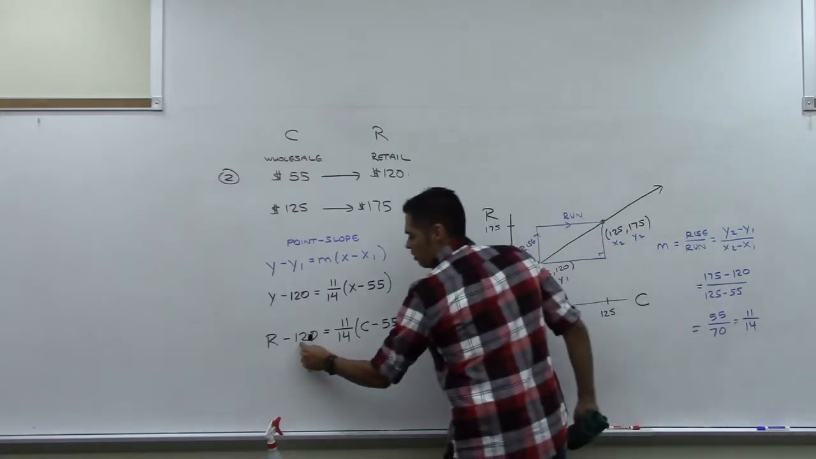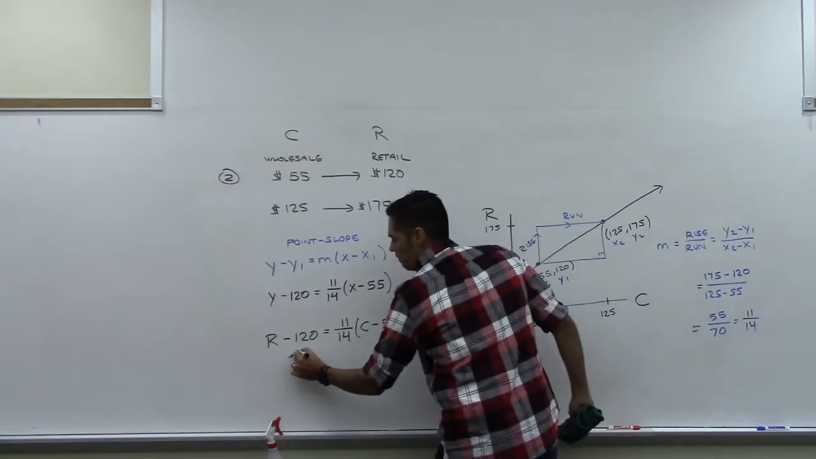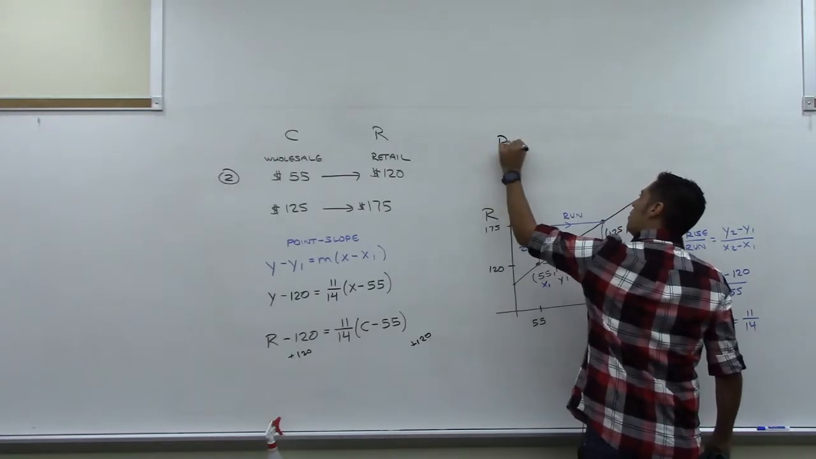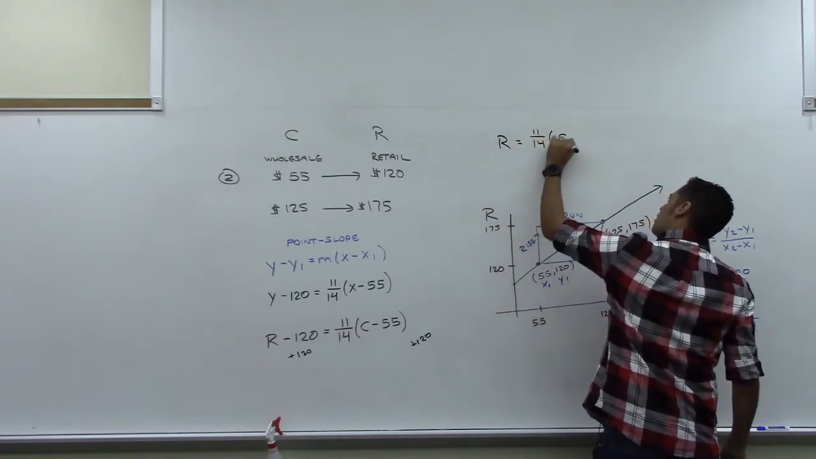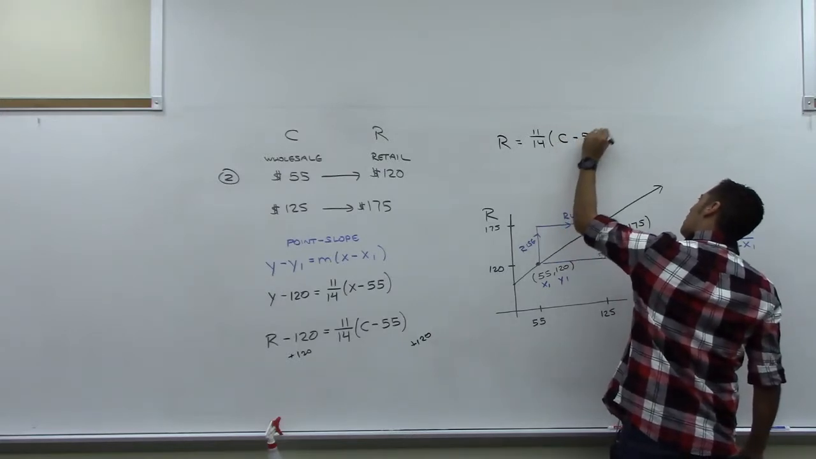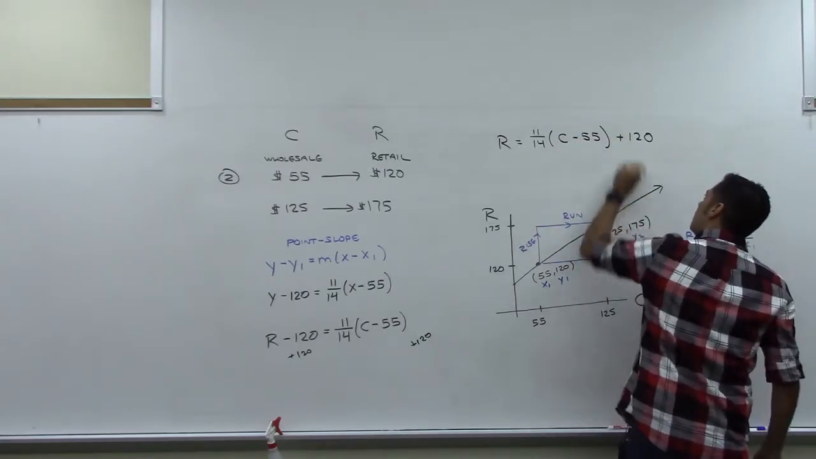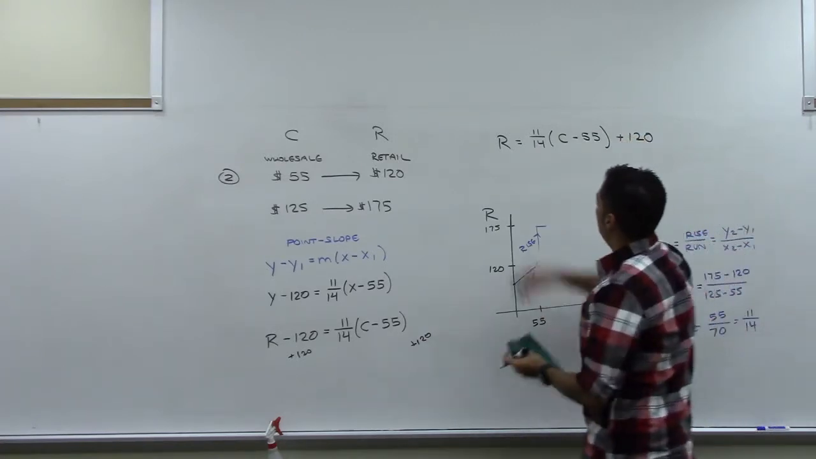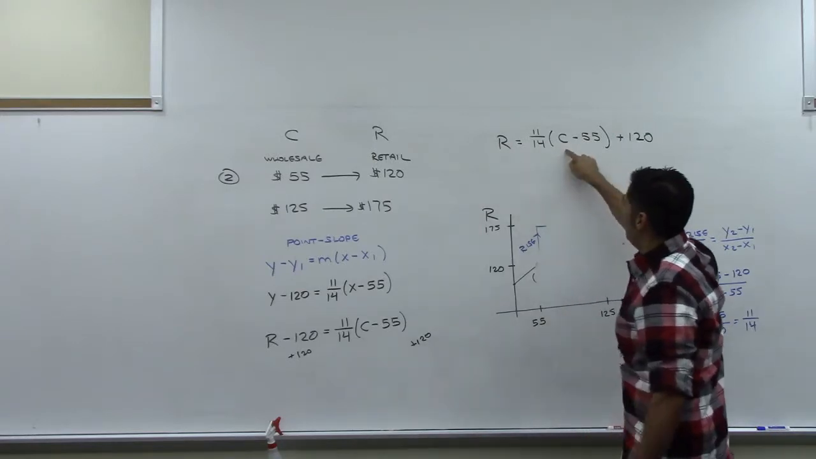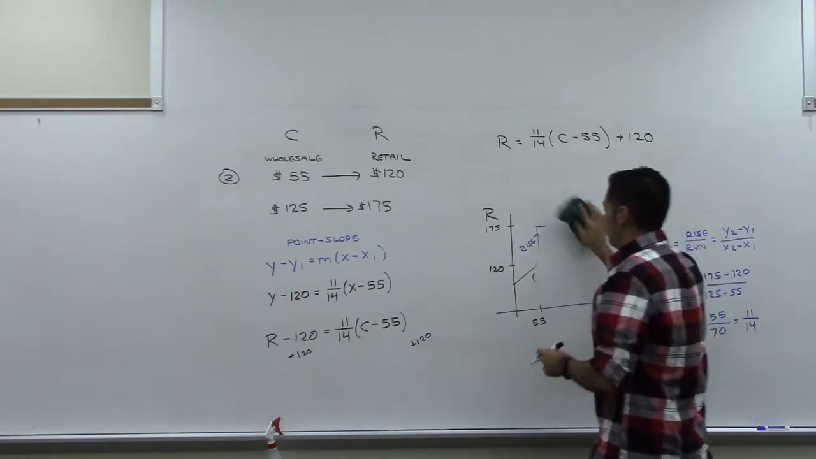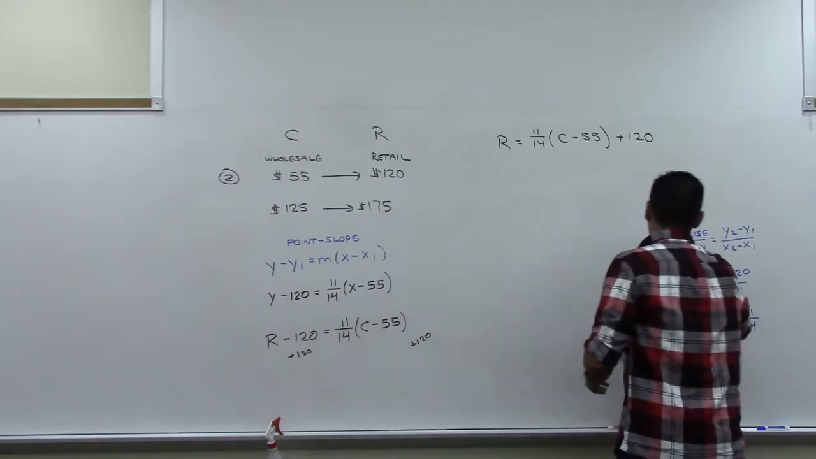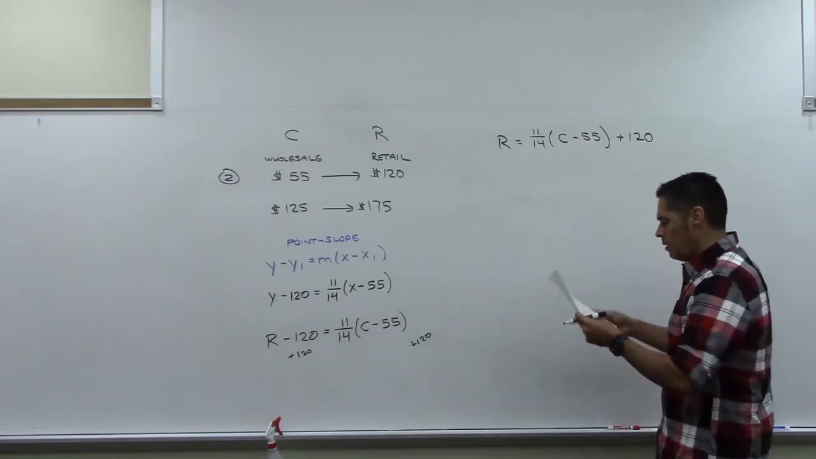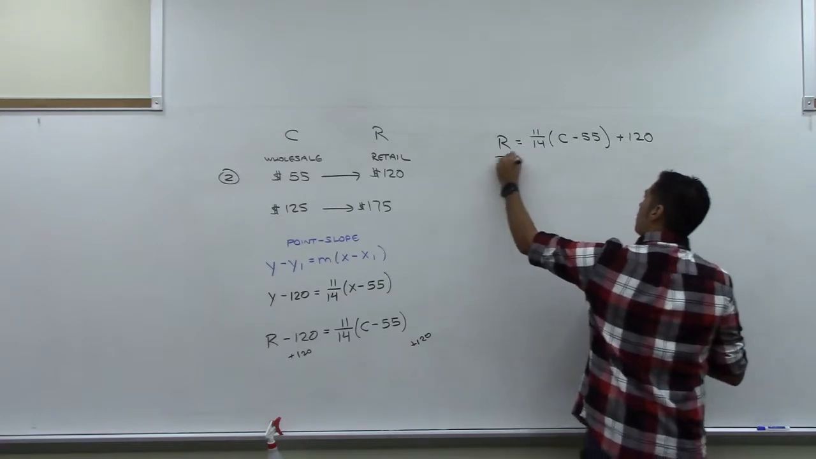All I need to do is get this 120 to the other side. So I'm going to add 120 here, add 120 here. And so what we get is r is equal to 11/14 c minus 55, and then I added 120 to both sides. And that is the equation that connects the retail price to the wholesale price. Give me the wholesale price, I can give you the retail, I keep on saying resale, retail price. All right, so I believe that's what we wanted for the first part here. Write the equation that expresses it. So that's part A.